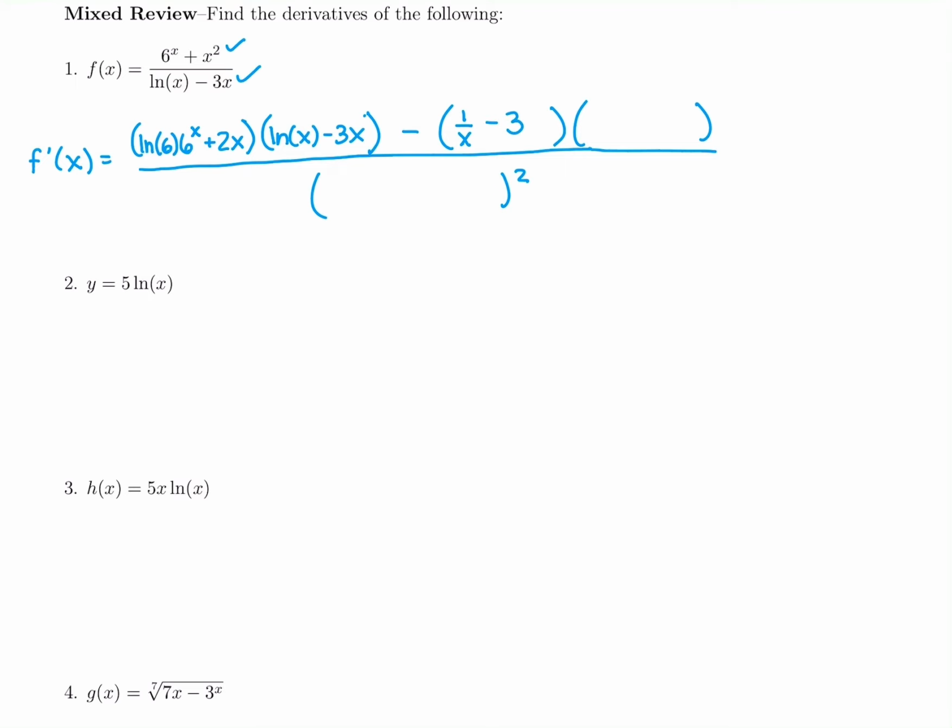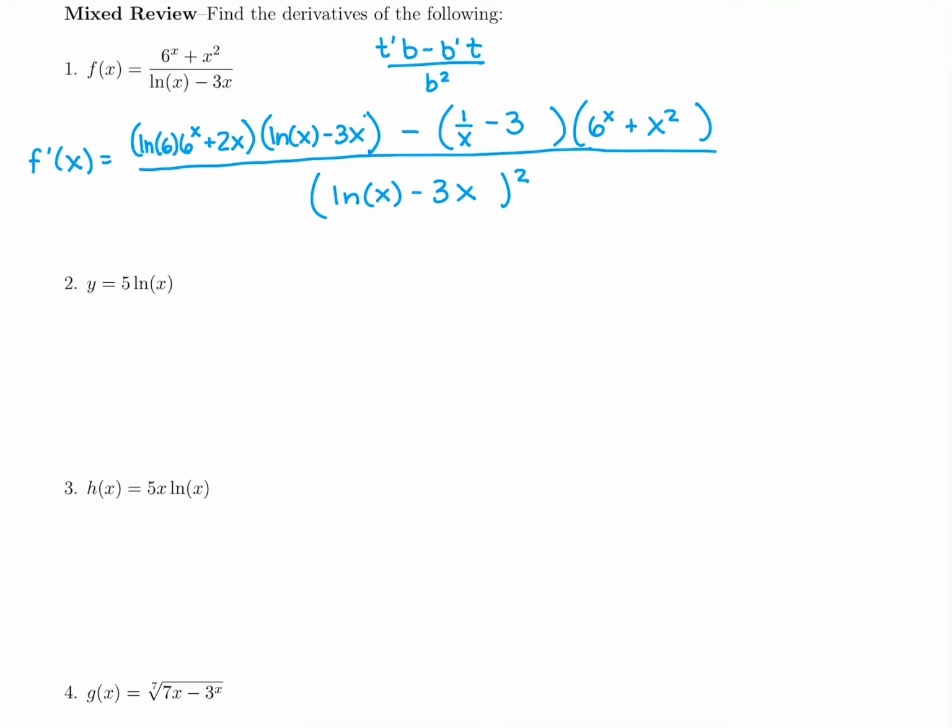So we did the derivative of the top, the original bottom, minus the derivative of the bottom multiplied with the original top, 6 to the x plus x squared, all over the original bottom squared, ln of x minus 3x. So we did our quotient rule. As I check it over, derivative of the top looks good. Original bottom is copied down correctly. Minus, we did the derivative of the bottom times the original top, all over the original bottom squared.